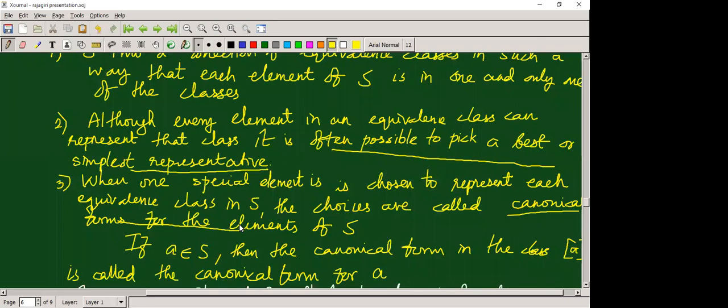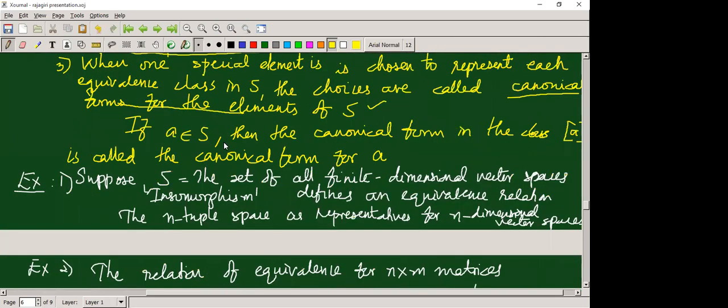That is why, in the study of linear algebra, we have seen the Jordan form, diagonal form, canonical form, rational form. So many canonical forms are there. The canonical forms for the elements of S are important here because we are choosing a simplest one, so that all the properties of that linear transformation can be deduced much more easily. So if A belongs to S, the canonical form of the class of A is called the canonical form for A.